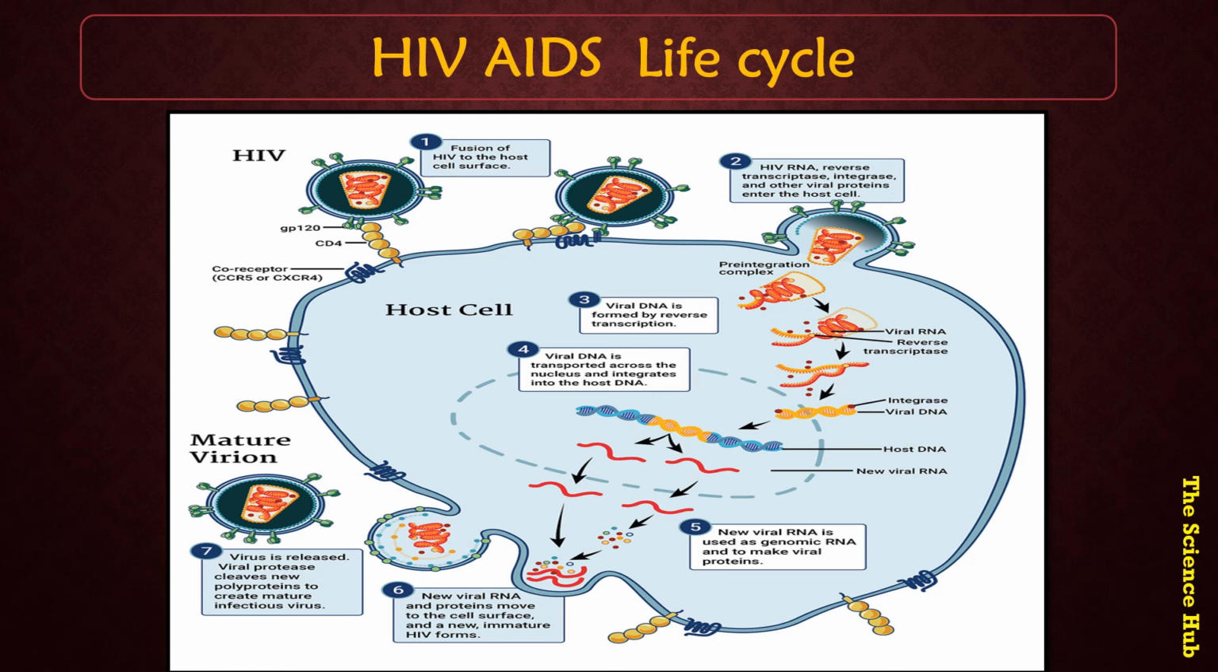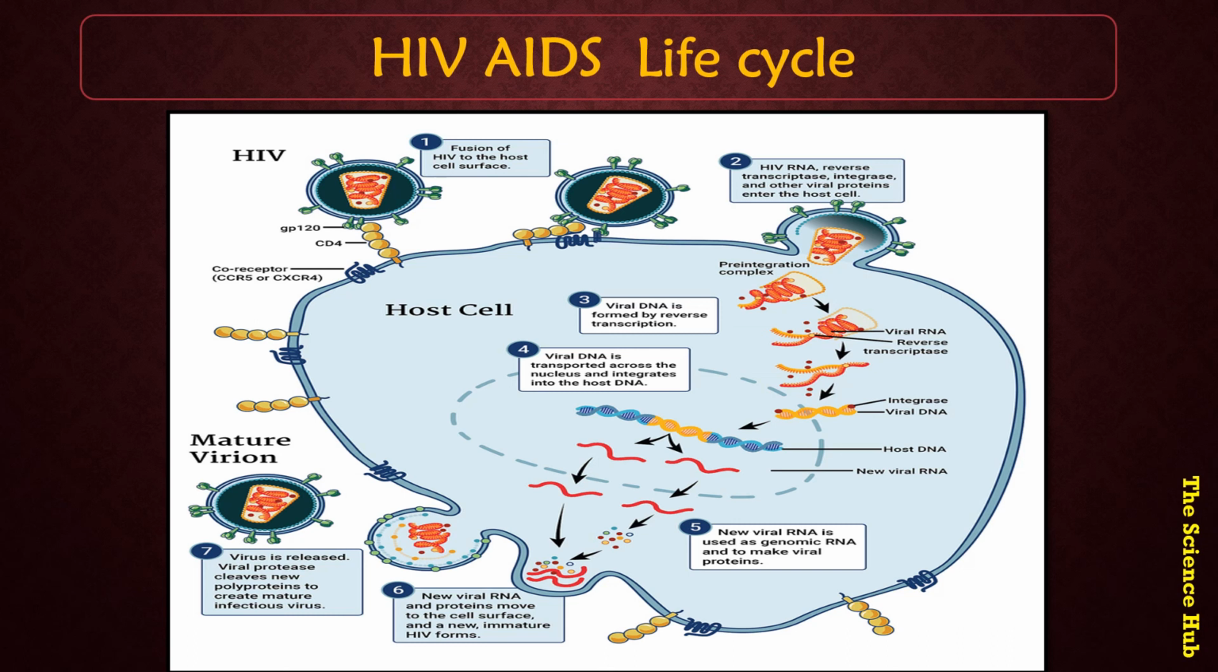Now, first of all, the HIV AIDS life cycle. The first step which takes place is fusion of HIV to the host cell surface. Then HIV RNA, reverse transcriptase, integrase and other viral proteins enter the host cell. Then the viral DNA is formed by reverse transcription. After that viral DNA is transported across the nucleus and it integrates into the host DNA.